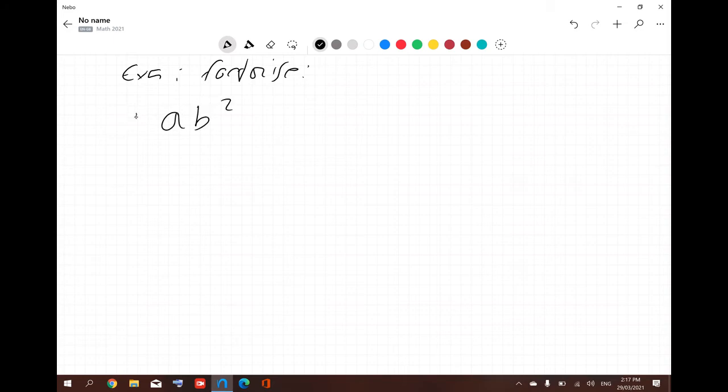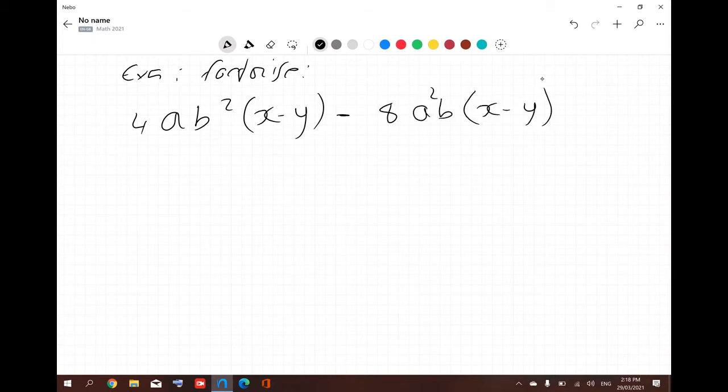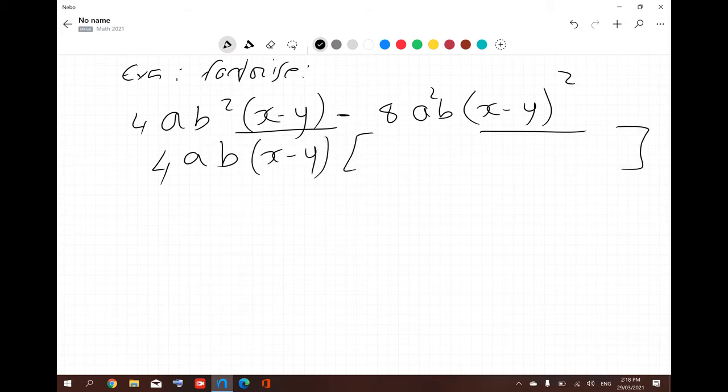4ab squared outside of x minus y, minus 8a squared b outside of x minus y all squared. Now 4, because 4 and 8 both can be divided by 4, a and a both can be divided by a, b squared and b both can be divided by b, and then these two actually can be divided by the bracket x minus y. Then I open my bracket.